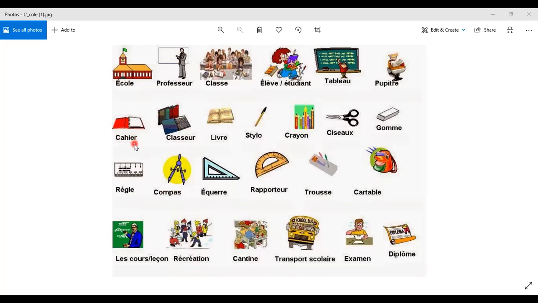So notebook, in French we say cahier. Can you say it with me? Cahier. So easy. Cahier means a notebook, an exercise book in which we can write easily. So if you have a French copy, you can say j'ai un cahier de français. Repeat with me, Sophia. J'ai un cahier de français.